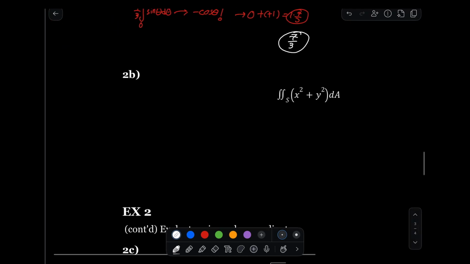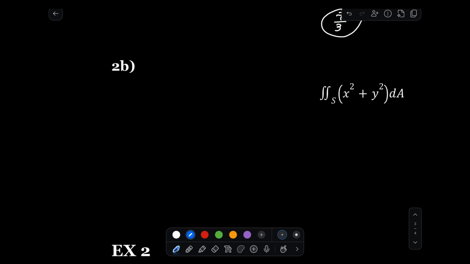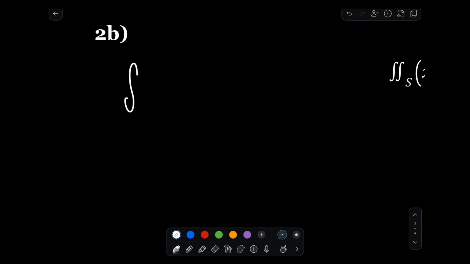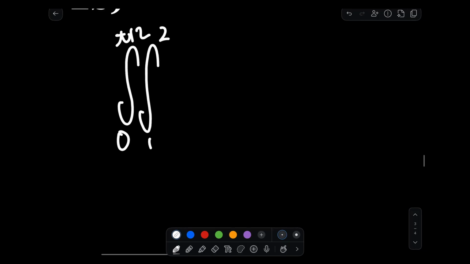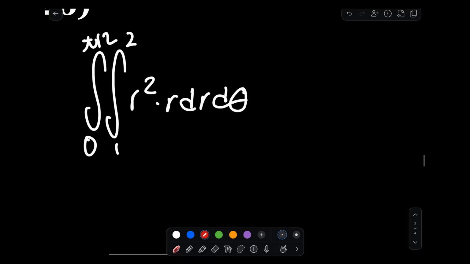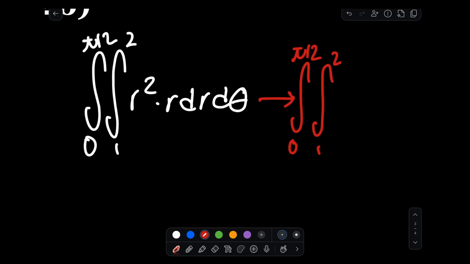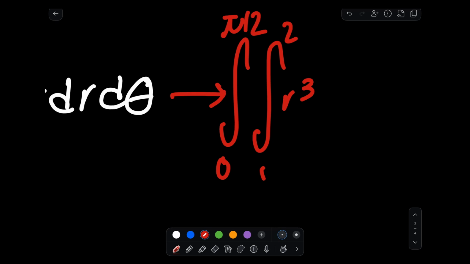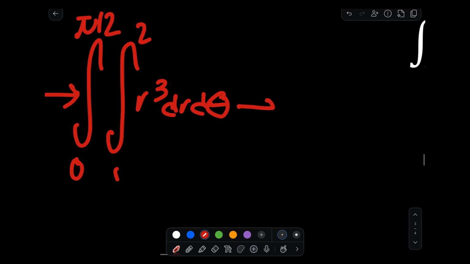Example 2b, we have to convert again. It's the same bounds, so we're just going to rewrite the bounds for our integral again. And again, these double integrals are kind of a mechanical process, but it's still a valuable exercise to undergo. r cubed dr d theta. And this is r to the 4th over 4.